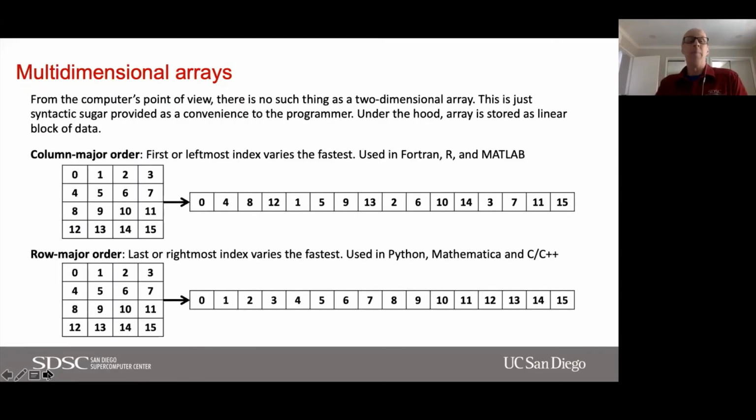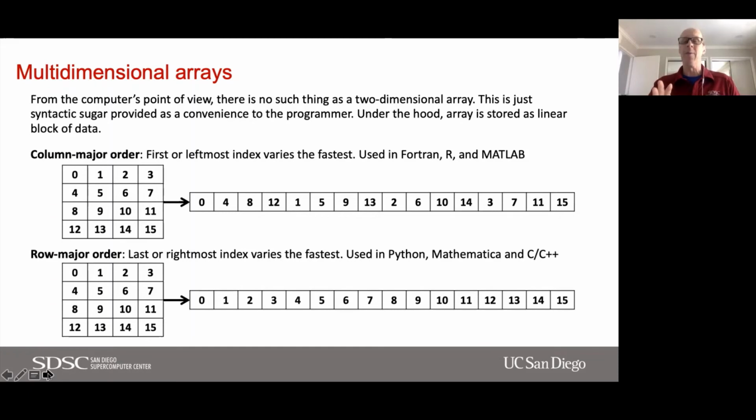So now we're going to consider multi-dimensional arrays. 1D arrays are pretty simple to work with, but what if we have 2D arrays? From a computer's point of view, there is no such thing as a 2D array. This is what we call syntactic sugar. It's just for the convenience of the programmer. Under the hood, that multi-dimensional array is going to be stored as a linear block of data.